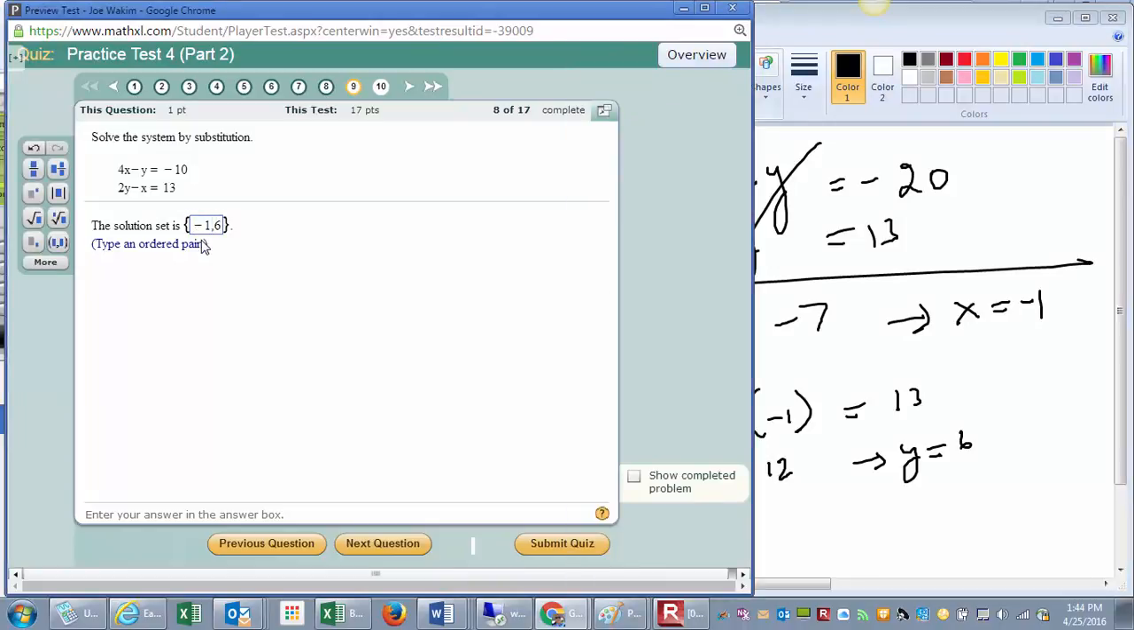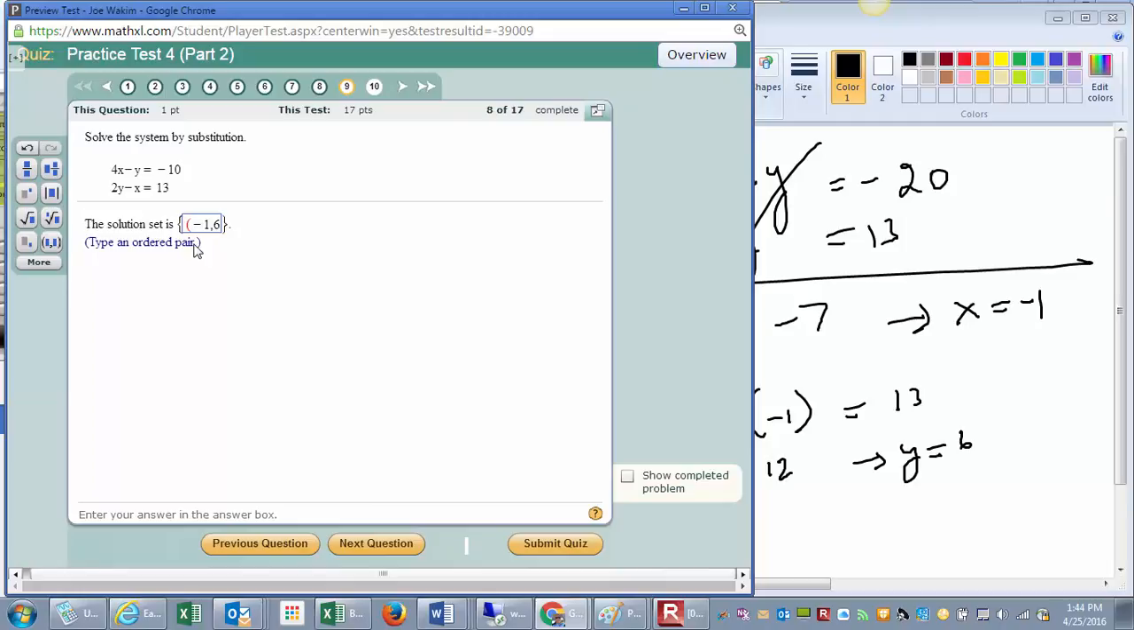That's it. And of course we have to put ordered pairs. So let's go parentheses. That's important. So you gotta put the parentheses, x and y. X is negative 1. Let's check on this first one, see if it works. Negative 4, and then y is 6. Negative 6 is negative 10. Looks good. Next.